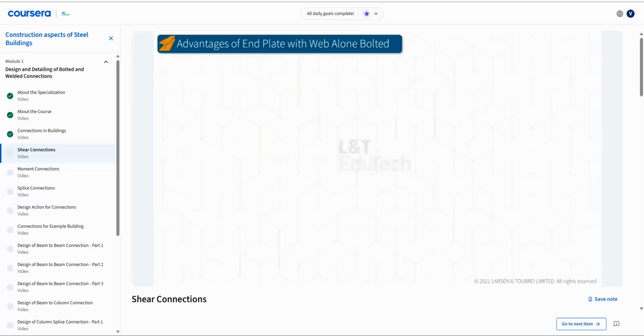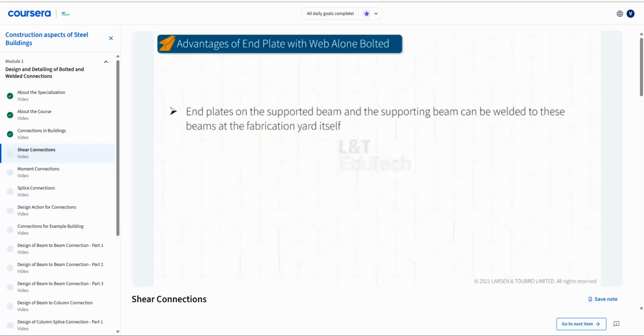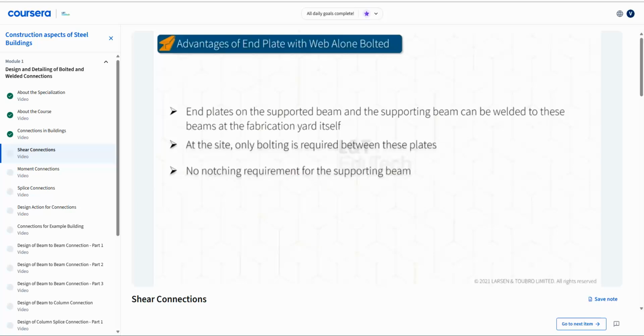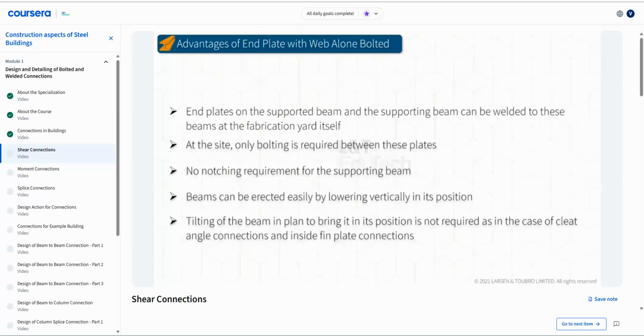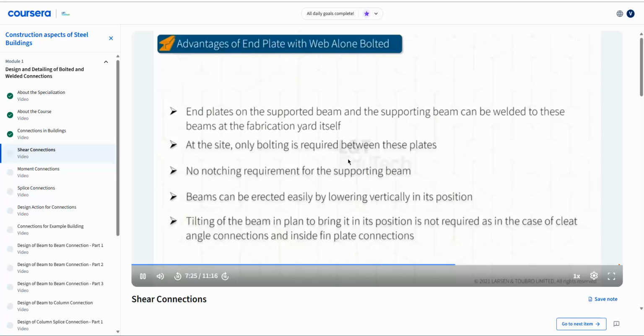The major advantages of this connection are: the end plates on the supported beam and the supporting beam can be welded to these beams at the fabrication yard itself and at the site, only bolting is required between these plates. There is no notching requirement for the supporting beam. The beams can be erected easily by lowering vertically in its position, that is, tilting of the beam in the plan to bring it in its position is not required as in the case of cleat angle connections and inside fin plate connections.